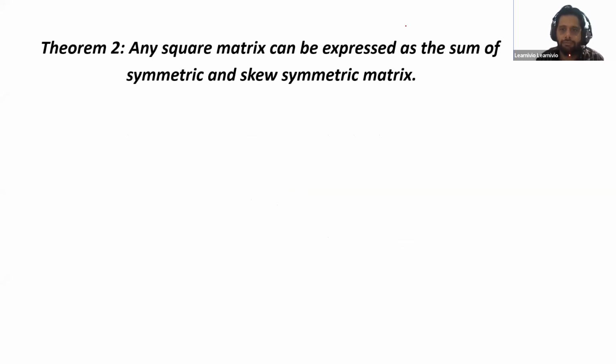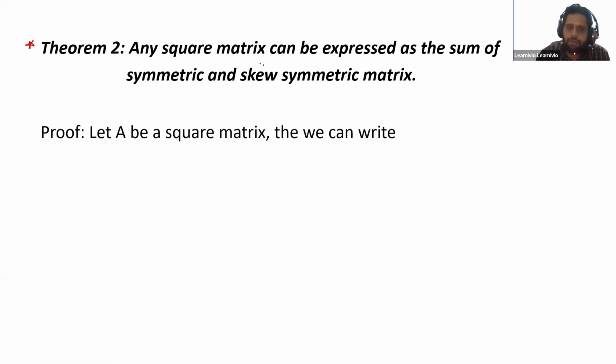Now, the second theorem. The second theorem is: any square matrix can be expressed as a sum of symmetric and skew symmetric matrix. This is an important theorem. Most of the time, a question comes from this topic. If we have any square matrix, then we can express it as a sum of symmetric and skew symmetric. So we can break a matrix into two matrices: first, a symmetric, and second, a skew symmetric matrix.